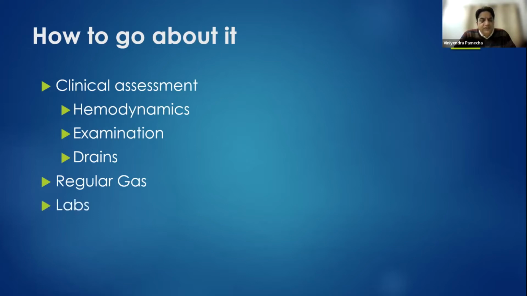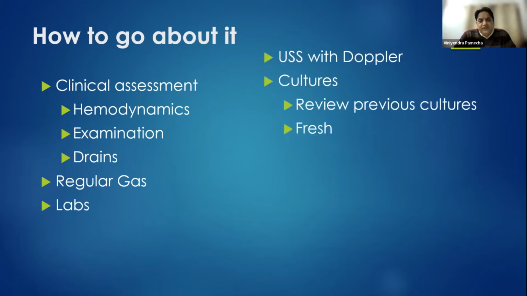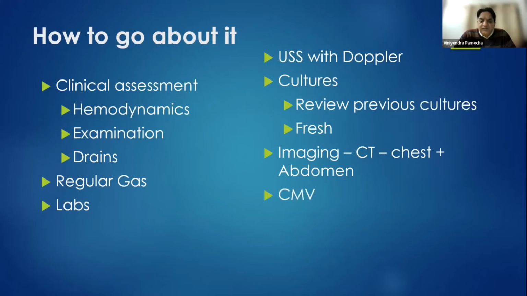You need to do regular gases and check on the labs to see how the progress is happening, and then you have to investigate them with ultrasound Doppler and cultures. You need to review, and obviously see the fresh cultures as well. And you always have to image them with a CT scan of chest and abdomen. Chest is important because these patients will develop chest-related complications as well. CMV you always have to check, and if you don't find a reason, then you have to biopsy them, and then biomarkers have been developed which can sometimes give you information on which direction the patient is going in.